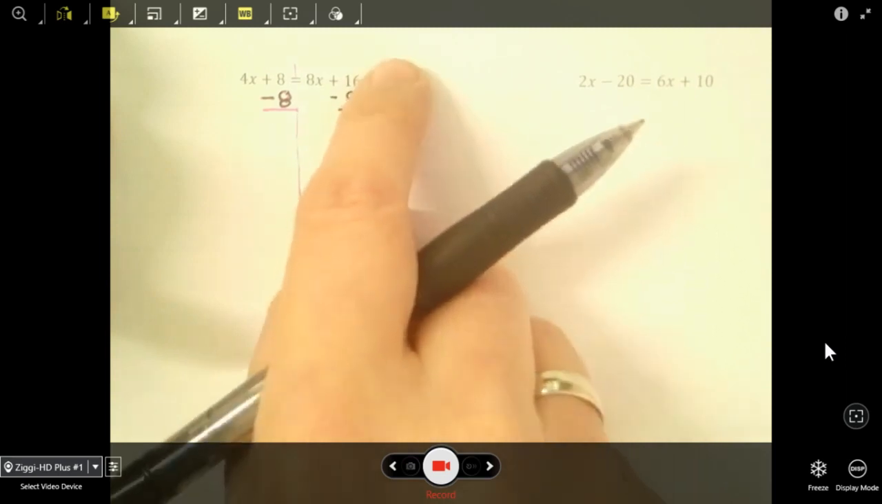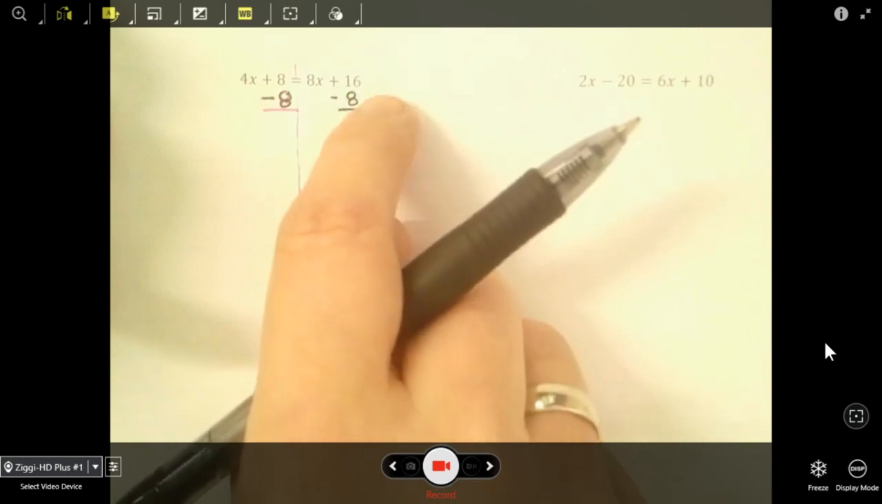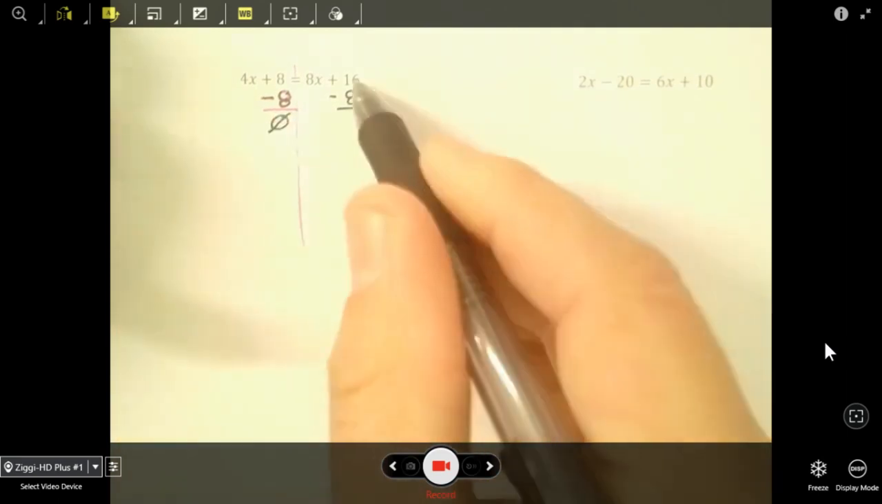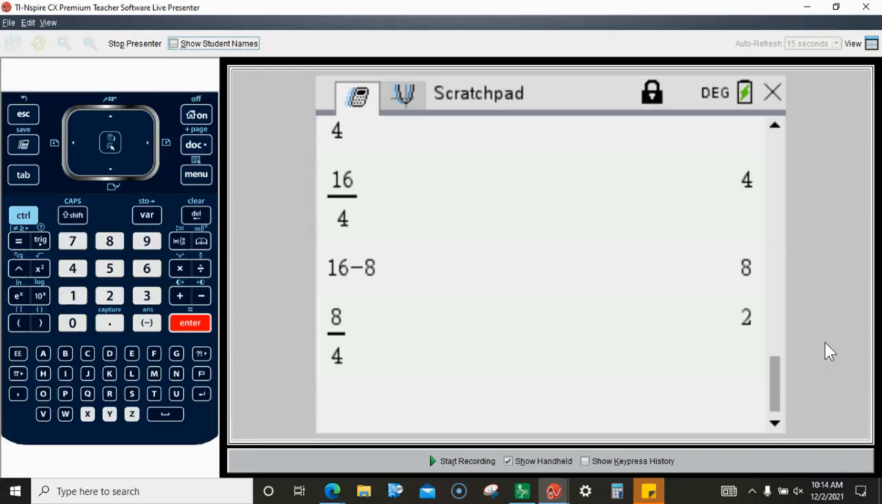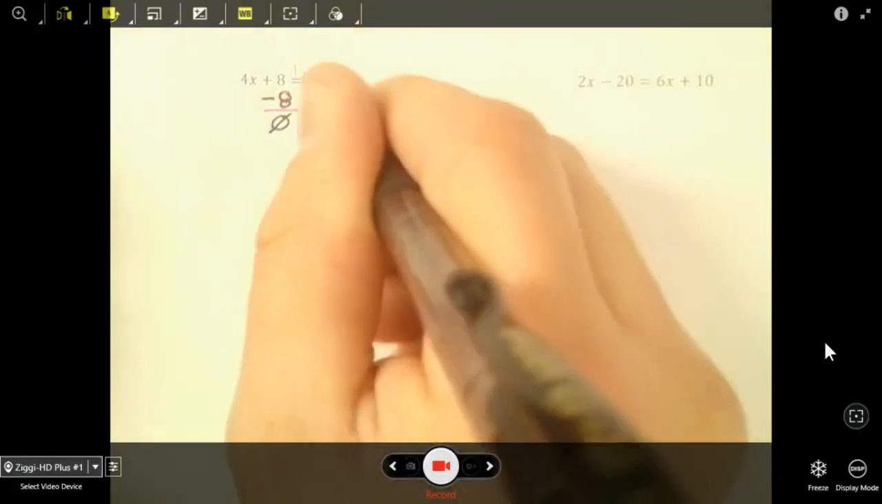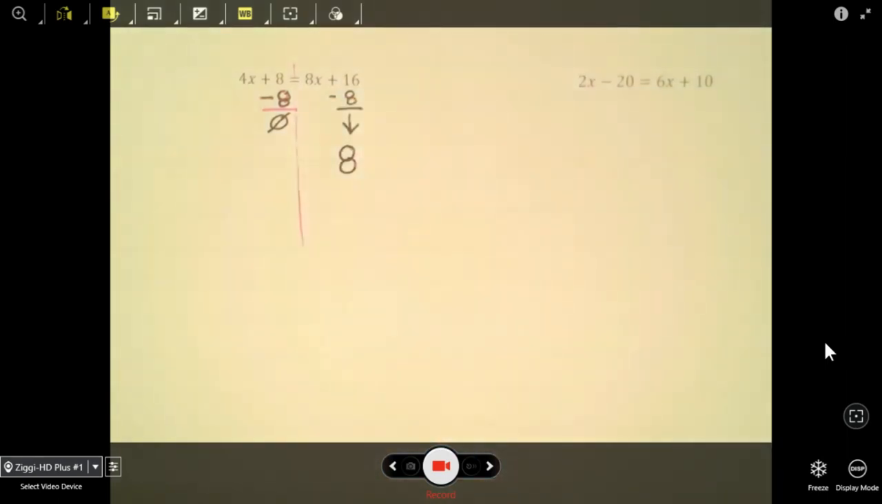So in this case, the like term is the one without the variable, right? So I have a constant of 16. I have another constant that's negative 8. Now we know that 8 minus 8 is just going to give us 0. But 16 minus 8, that'll give me some other value. So we're going to put that one in the calculator. 16 minus 8, that gives me 8. So I'm going to go back. I'm going to go ahead and write that value here. It gives me 8.